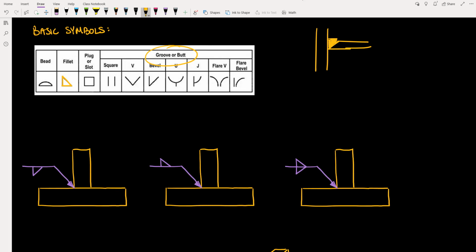with weld. So this would be an example of a bevel weld, as opposed to a fillet weld that would look like that.